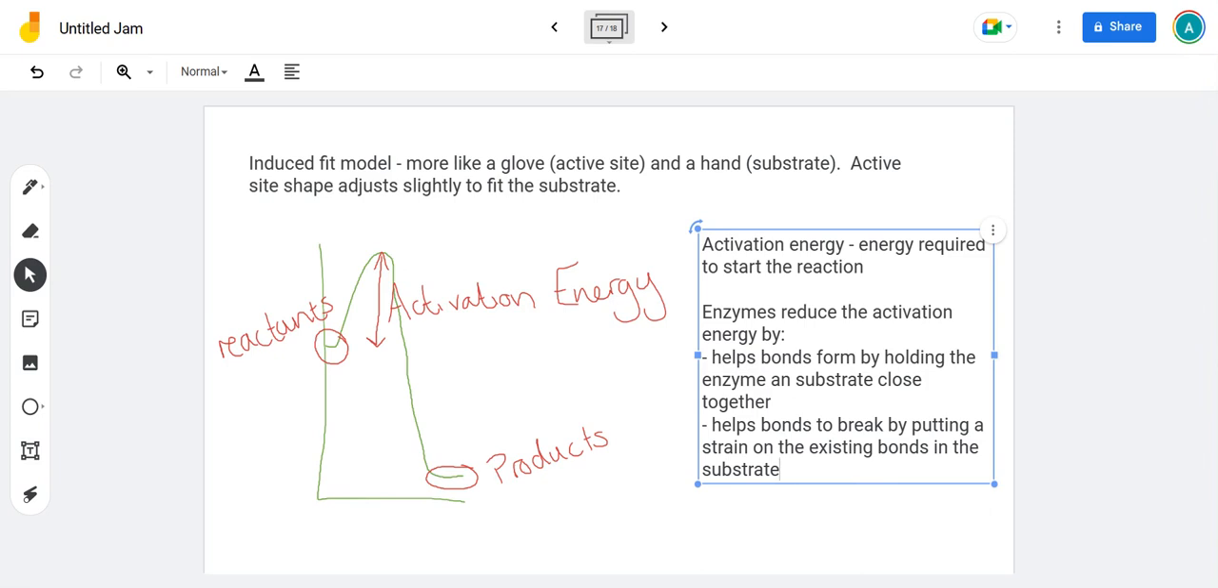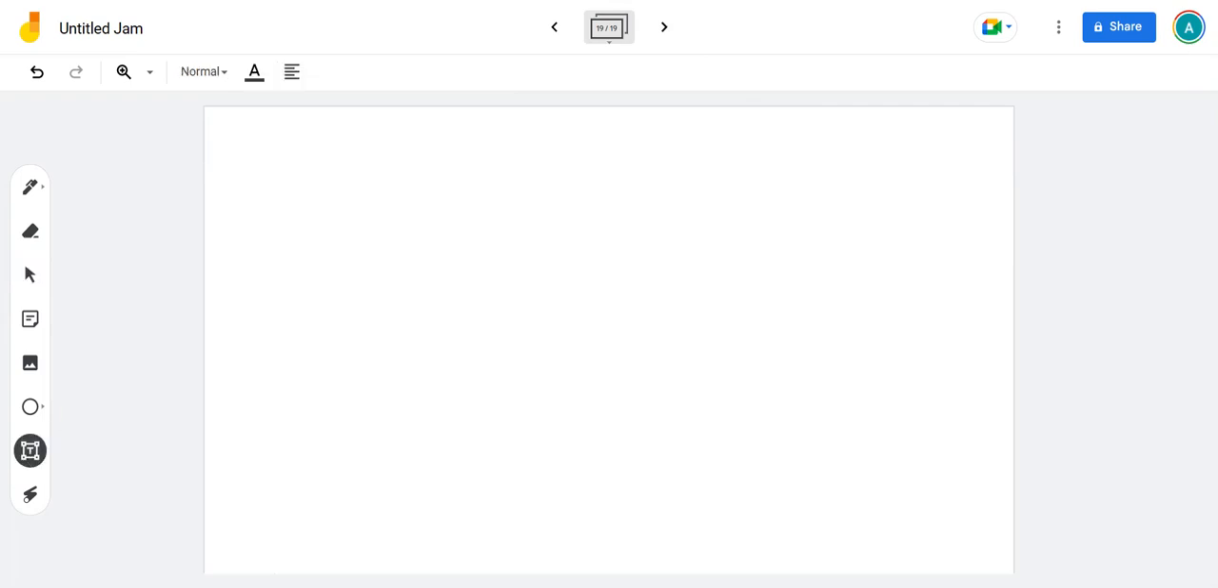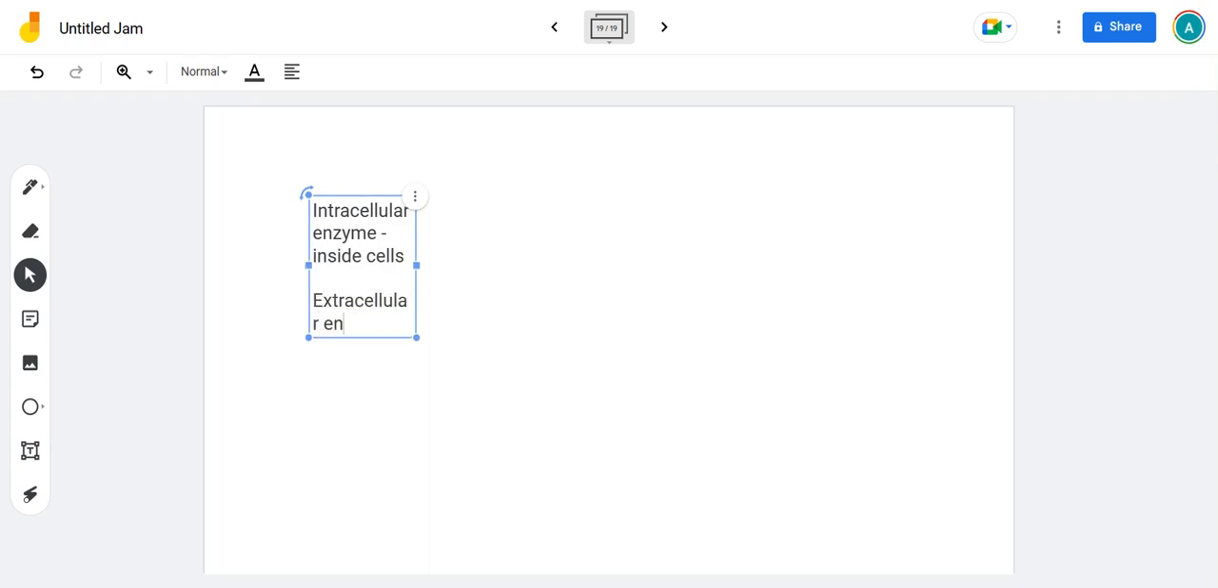Now, enzymes have different names depending on where we find them. So we get intracellular enzymes that are inside cells, and then we get extracellular enzymes for enzymes that are found outside cells. Okay, so intracellular enzymes are enzymes that are inside cells, and extracellular enzymes are enzymes that are found outside cells.